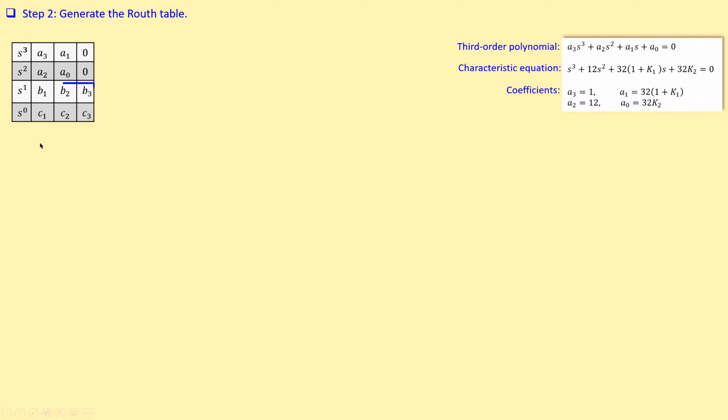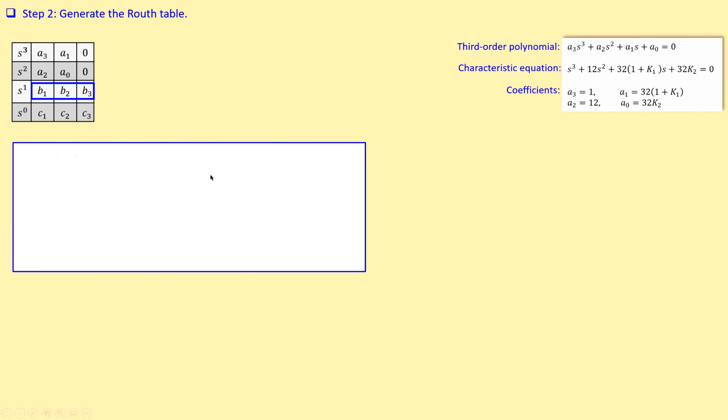So let's first do that. I will again start with the row of s to the power 1, which is now shown here for the calculation. So b1, again, the familiar formula we have seen in the previous examples.